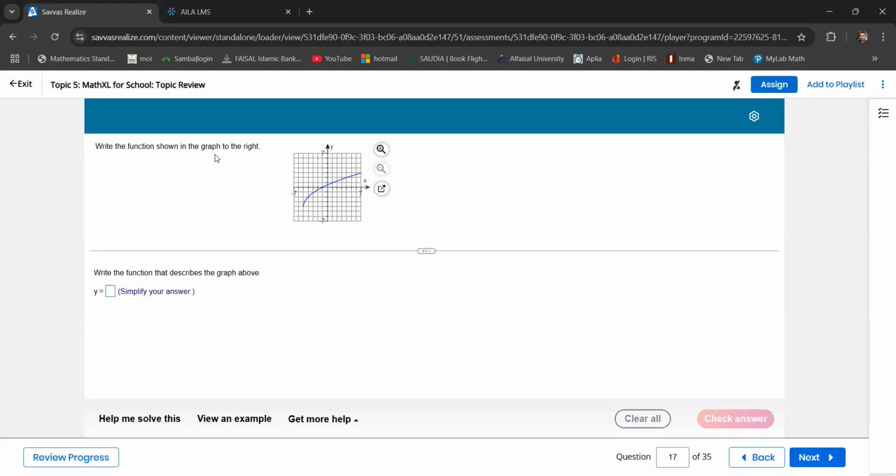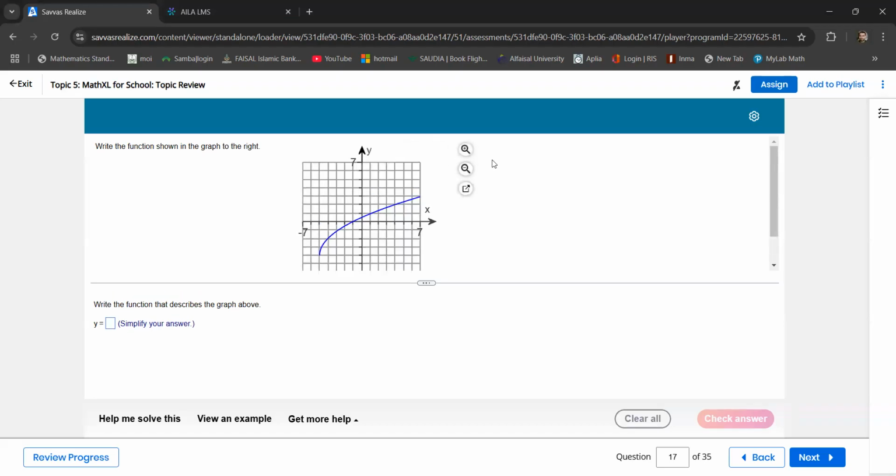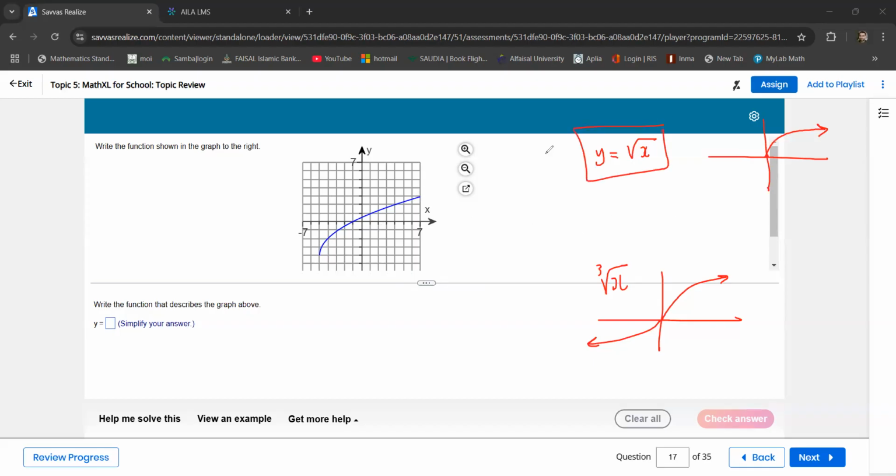Write the function shown in the graph to the right. So we give you a graph, and we need you to write down the function. First of all, this one follows the parent function root x, because we know that if y equals root x, it gives the same exact shape, but starting from 0 and 0. We all know this. And we said before, if it has two branches, one going to the right and one going to the left, this one follows the cubic root of x. But this one has only one branch, so it is the square root of x.